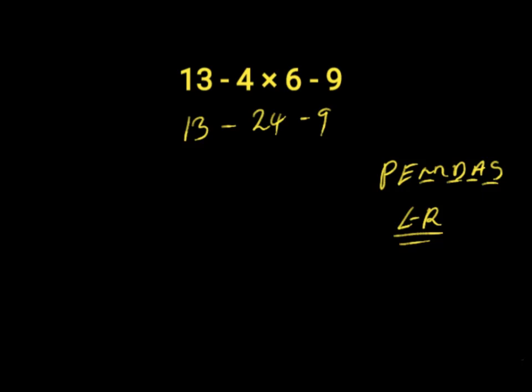Now, we are going to solve from our left to our right, which is we are going to solve 13 minus 24 first. 13 minus 24 will give us negative 11. Then we have negative 11 minus 9. Negative 11 minus 9 will give us negative 20. Negative 20 is the right answer to this question.